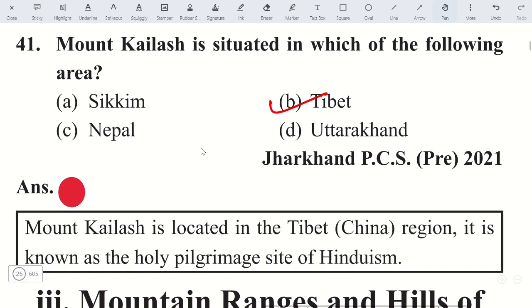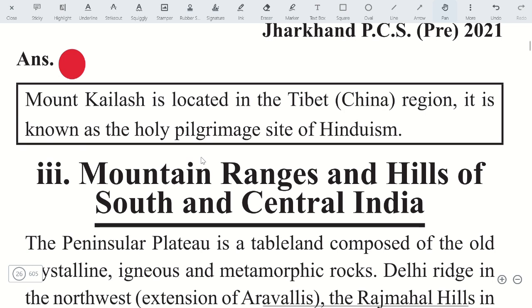Our next chapter will be mountain ranges and hills of South and Central India. We will see that in the next class.